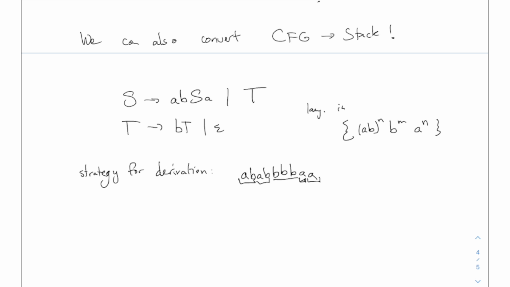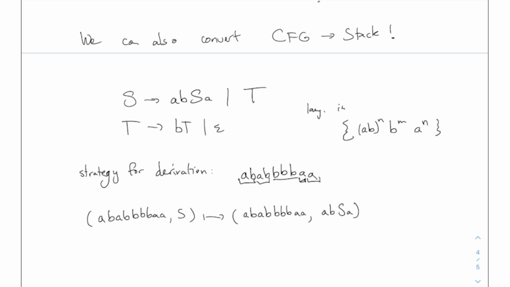Here's my strategy. This derivation must begin like this: my whole string, comma, S. That's where the derivation starts. But I'm going to think about how I would have derived that string using the grammar. The first part of the grammar is S goes to ABSA, so that's what I'm going to do for my first step. I'm leaving the string the same: ABBBBA, comma, ABSA.